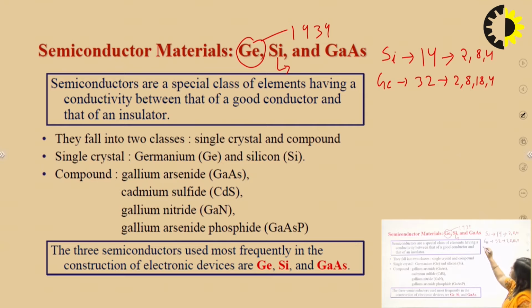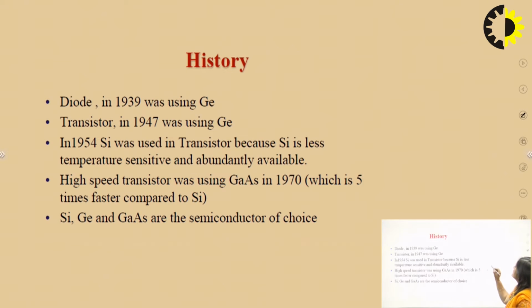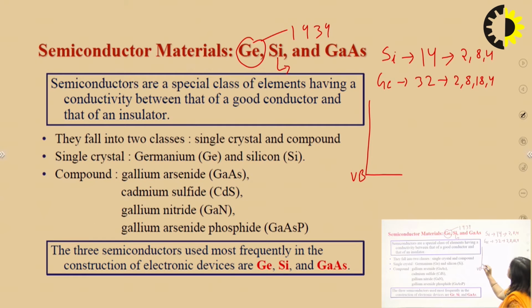If we draw the energy diagram of silicon, this is our valence band. At the first level, the number of electrons is 2. In the second level there are 8 electrons, and in the outermost orbit, that is the valence band, the number of electrons is 4. The outermost orbit in which the number of electrons is 4 is called the valence band, and this is for silicon.